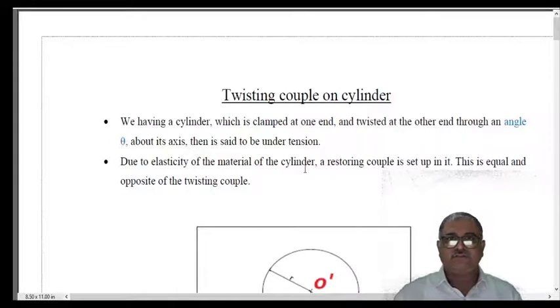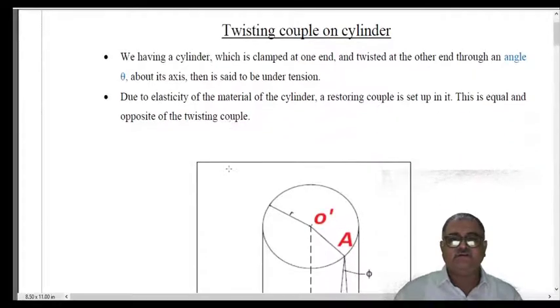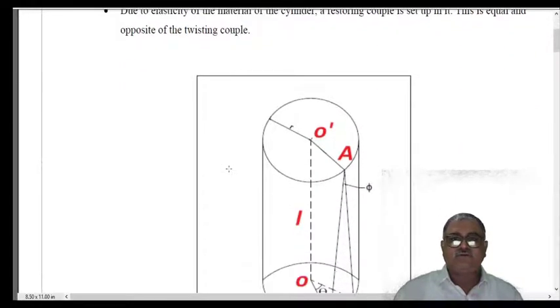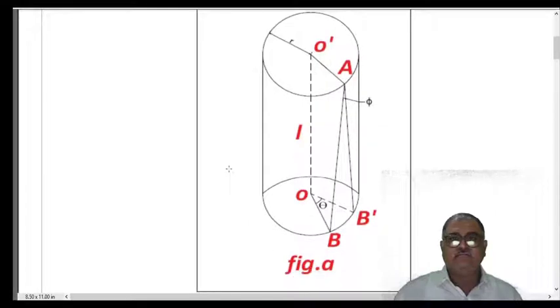See, the twisting has been done to an angle of theta about its axis, and then the cylinder is said to be under tension. See what happens due to the elasticity of the material of the cylinder. There is a restoring couple set up in it, and this restoring couple is nothing but equal and opposite of the twisting couple. Friends, you can see here the diagram of this cylinder.